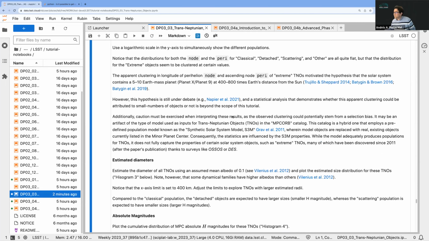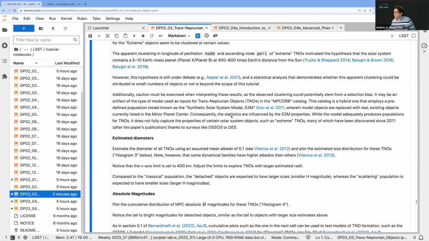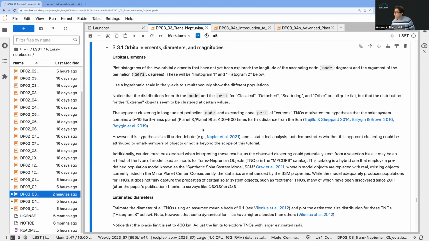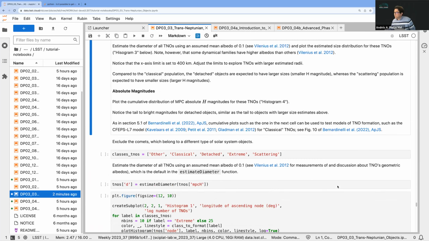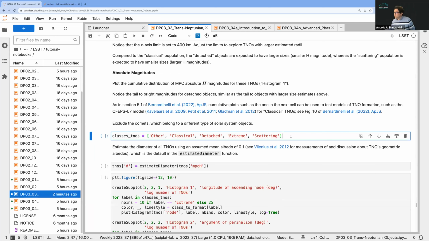One of the things that we want to see is if there is any clustering of the orbital elements. Let's see what we get. Okay, so that's the explanations.